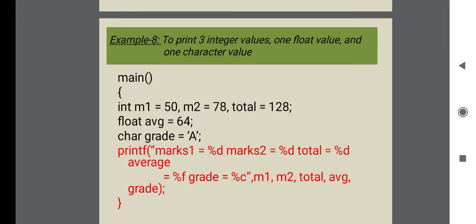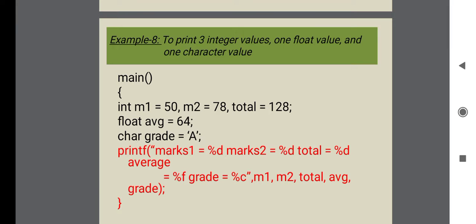Here grade is equals to %c. Here in place of format specifier, the corresponding value will be printed. Here the corresponding value is grade. The value of grade is 'a'. So 'a' will be printed. So on the monitor, what is the output? Marks 1 is equals to 50, marks 2 is equals to 78, total is equals to 128, average is equals to 64, grade is equals to a. In this way, it will be printed on the monitor.